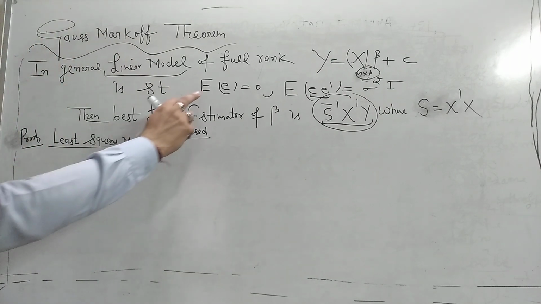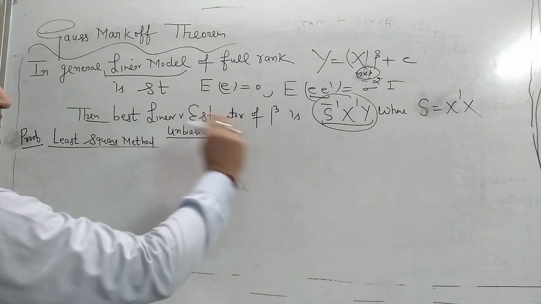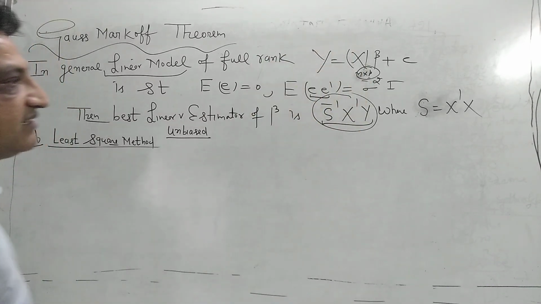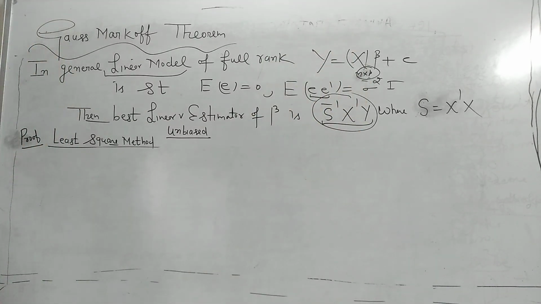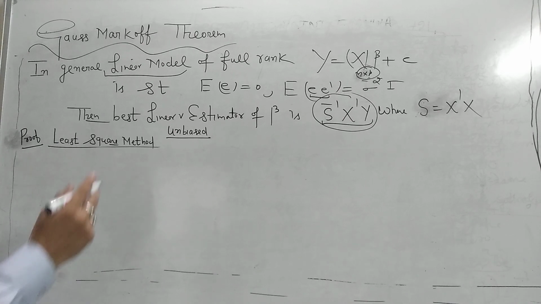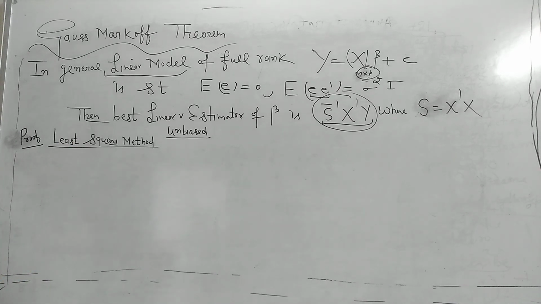and the error is given to have expectation 0 and covariance matrix σ²I. The Gauss-Markov theorem states that the OLS, ordinary least squares estimators, are BLUE. They are the best estimator among the class of estimators. कि जितनी भी estimator की class है उसमें से जो OLS, ordinary least square estimator है वो best है. They are BLUE. BLUE means best linear unbiased estimator.